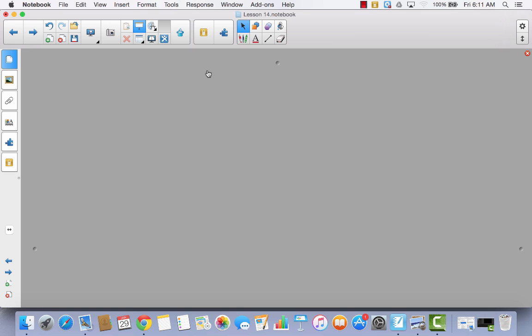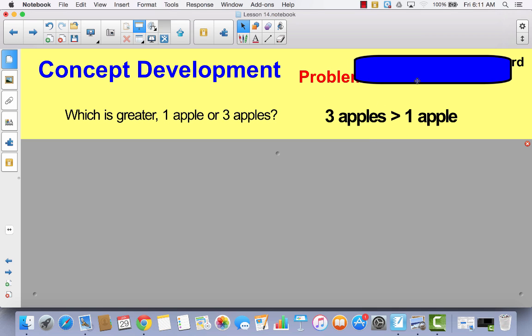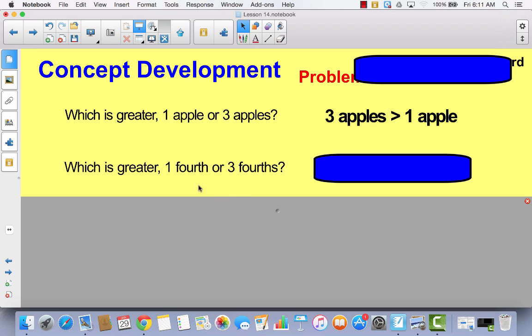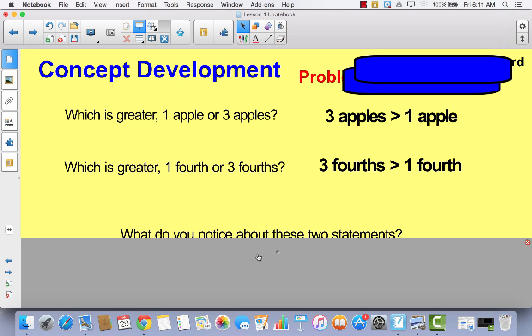All right, so the first thing I want you to think about to yourself is, which would be greater? If you were comparing one apple to 3 apples, which would be greater? Well, obviously, 3 apples is greater than 1 apple. So which would be greater, 1/4 or 3/4? Well, obviously, 3/4.